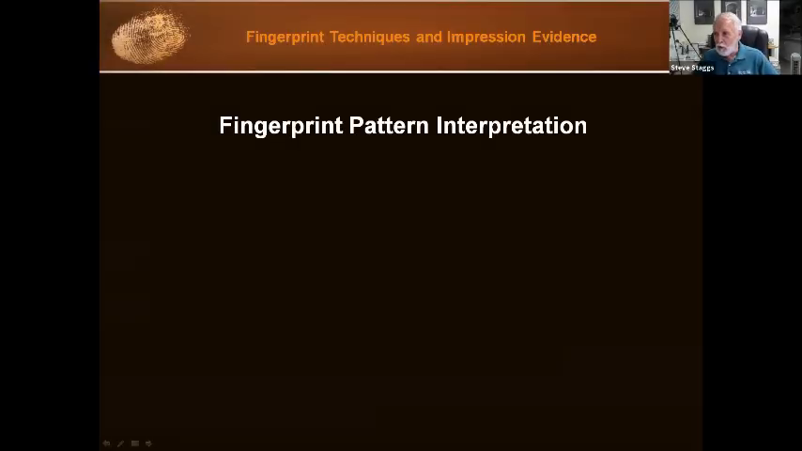So we're going to start with fingerprint pattern interpretation. This section is going to deal with the three basic fingerprint patterns: the arch, loop, and whorl. We're also going to talk about classification terminology and nomenclature of each pattern. Now, there may be some technical rules and exceptions concerning pattern interpretation and core placement, we'll talk about core in a moment, that have been intentionally left out of the course.